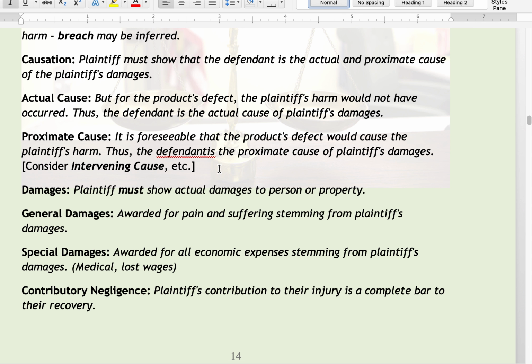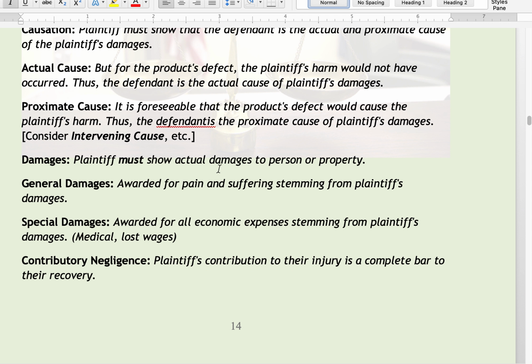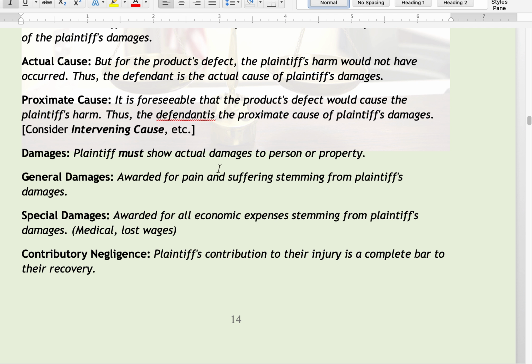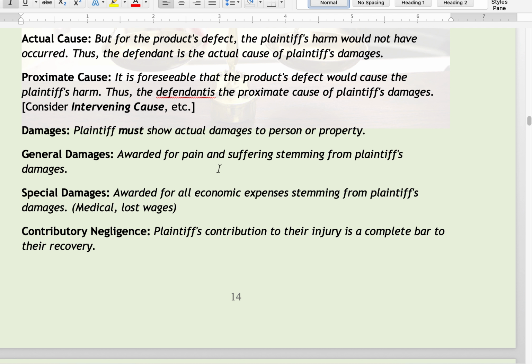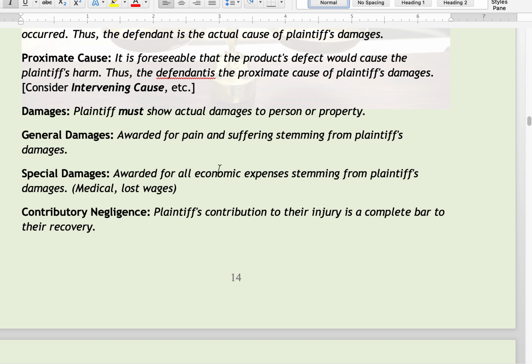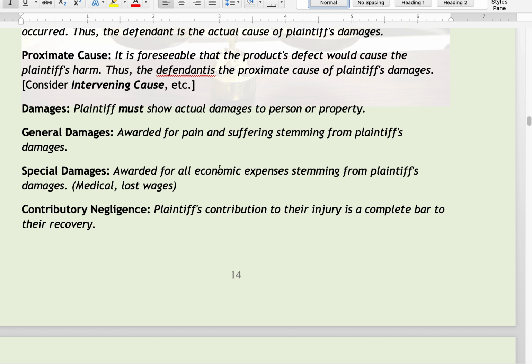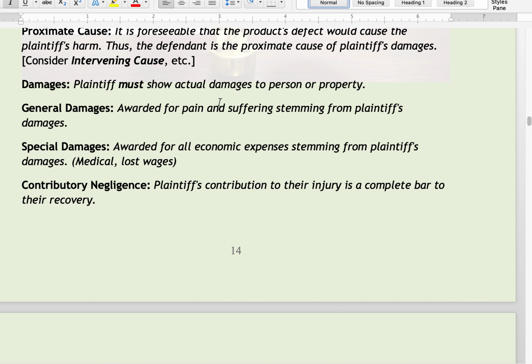Causation. The plaintiff must show that the defendant is the actual and proximate cause of the plaintiff's damages. Actual cause. But for the product's defect, the plaintiff's harm would not have occurred. Thus, the defendant is the actual cause of the plaintiff's damages. Proximate cause. It is foreseeable that a product's defect would cause plaintiff harm. Thus, the defendant is the proximate cause of the plaintiff's damages. Consider intervening cause.